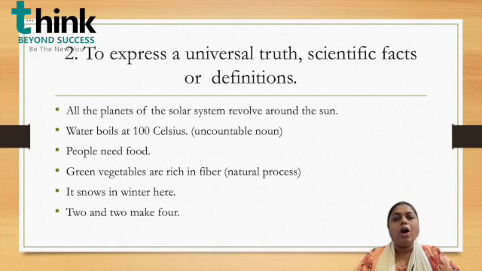All the planets of the solar system revolve around the sun. It is a scientific fact. Universal truth, scientific fact. Water boils at 100 degrees Celsius. It is also a scientific fact. People need food for their livelihood. That is also a fact.